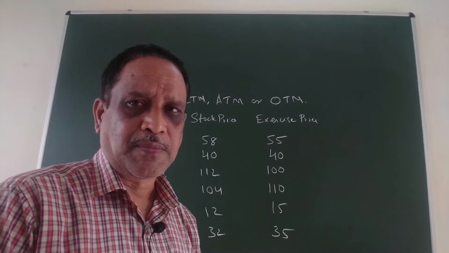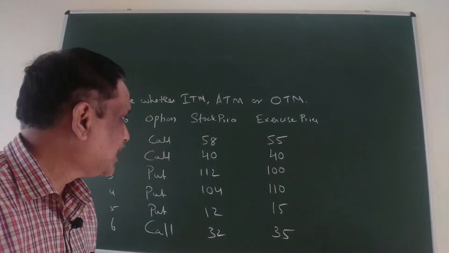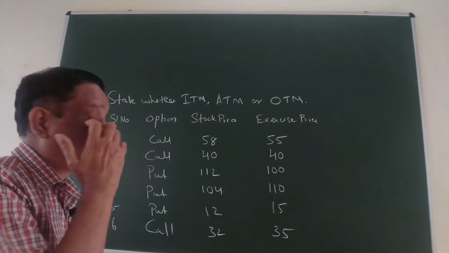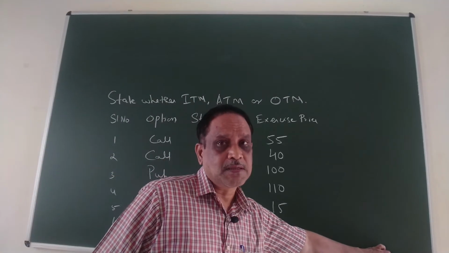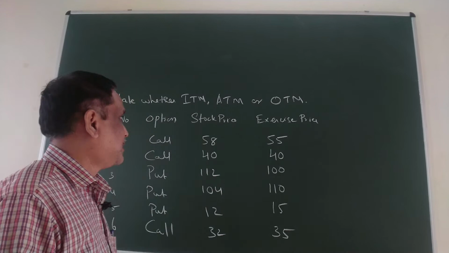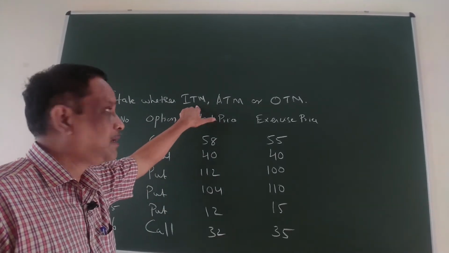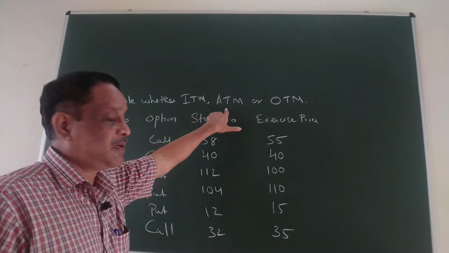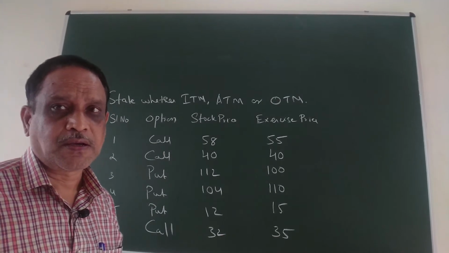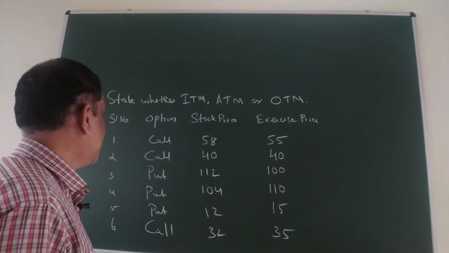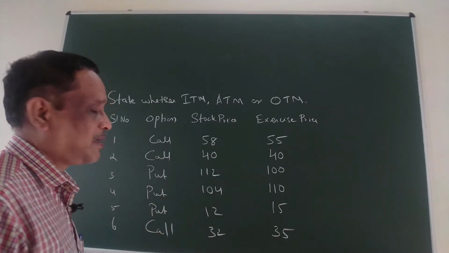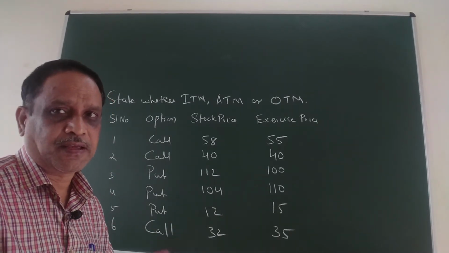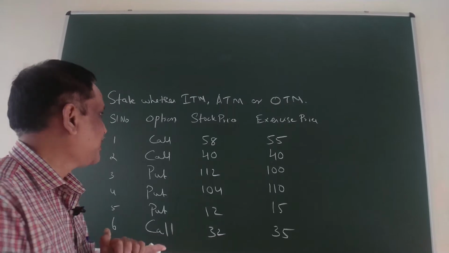Okay, so the problem is given in the slide. Now the question is we have to find out whether the option is in the money, ITM, at the money, ATM, or OTM. OTM is out of the money option. So 6 options are given, and we have to find out whether each is ATM, ITM or OTM.